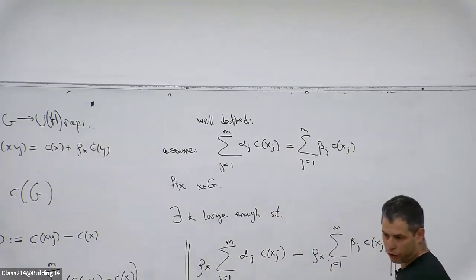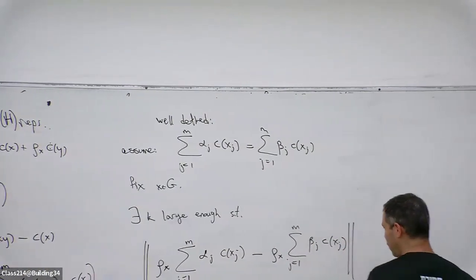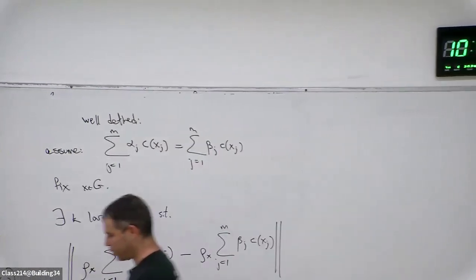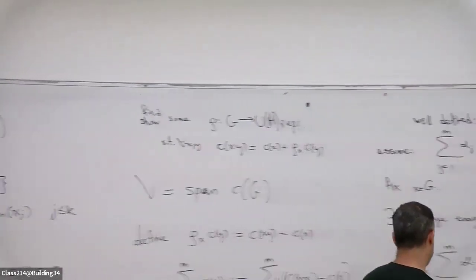Okay? I want to show it's a 0 vector. It's enough to show it's a 0 norm, right? Now what is this? I can rewrite this vector. Let's use the magic of colors and boards. I can rewrite this vector as what?